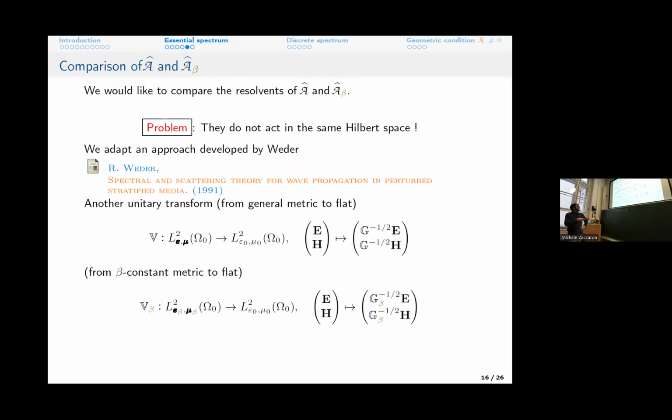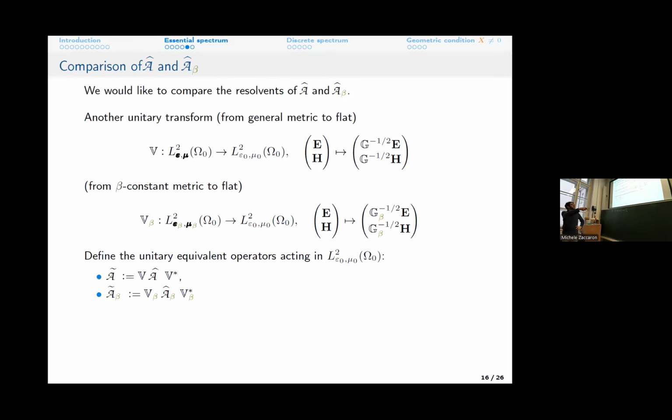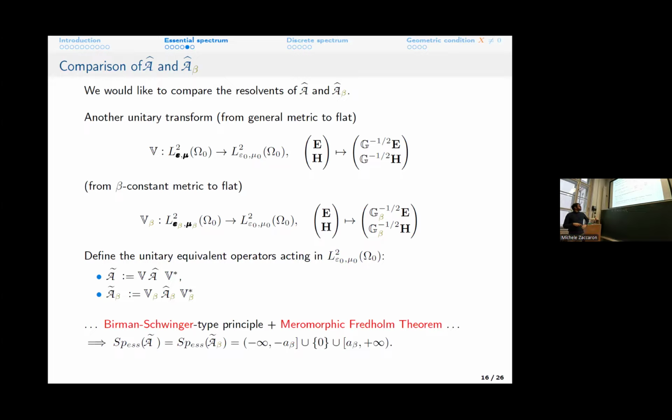Now we are on the same Hilbert space. We have that A tilde and A beta tilde, the pullback operators with this new transform V and V beta, are acting on the same Hilbert space, so we can do some resolvent comparison. The price that we paid is that we lost the Maxwell structure. So at this point, since this was kind of brutal, we lost the Maxwell structure, but still for our analysis, it's not a problem. We managed to provide a Birman-Schwinger type of principle. I will not go into detail now.